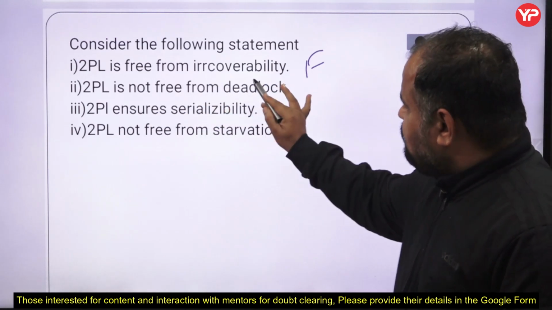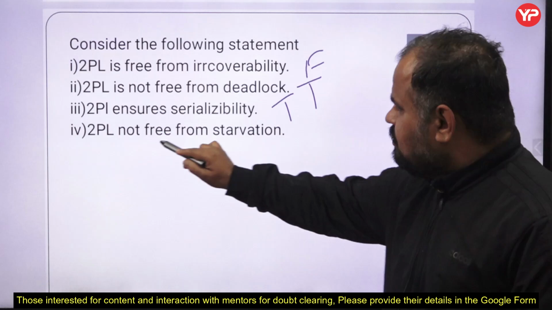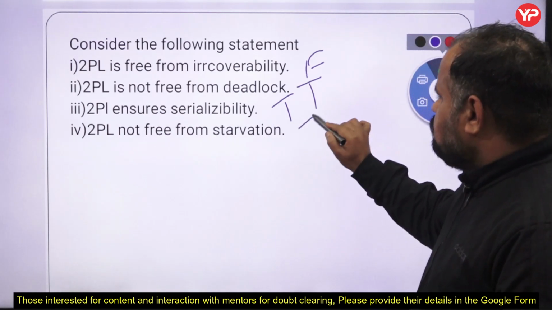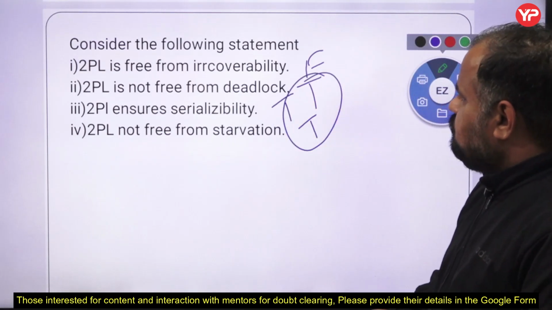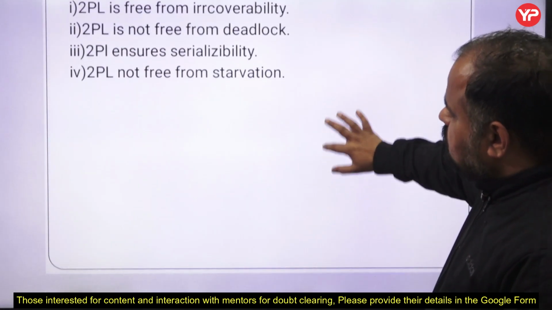Next, 2PL is not free from deadlock. This statement is true. 2PL ensures serializability. True. 2PL is not free from starvation. True. So the last 3 statements are true. The first one is wrong. The number of correct statements are statements 2, 3 and 4.